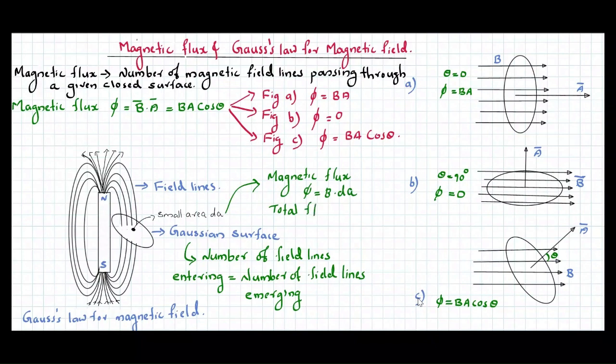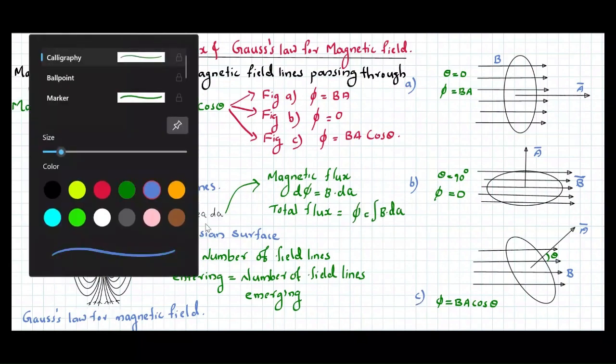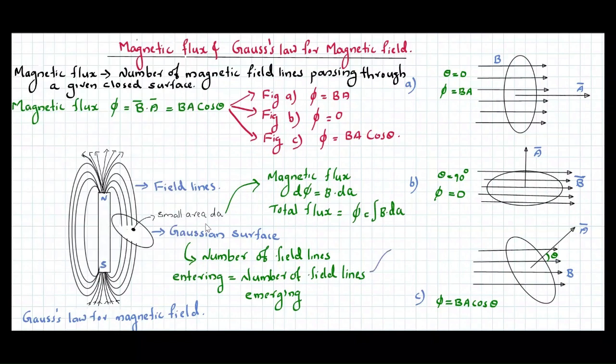Then what is the total flux passing through the Gaussian surface? Since it is a closed surface, we can say that the total flux passing through the Gaussian surface is closed integral B dot dA. That is closed integral B dot dA.